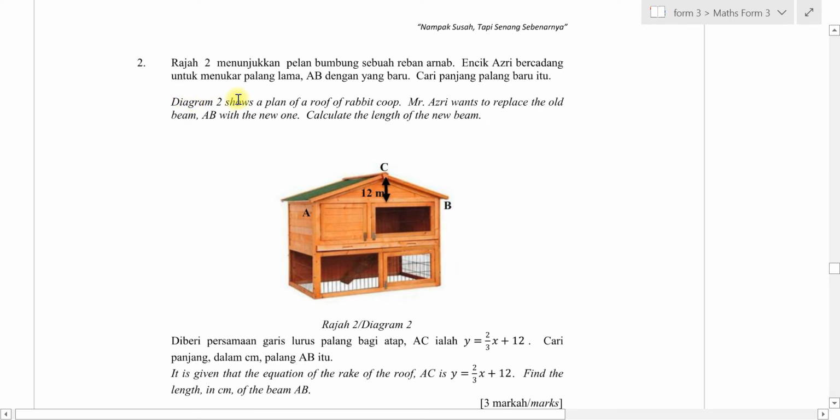Okay, diagram 2 shows a plan of a roof of a rabbit coop. Mr. Azri wants to replace the old beam, that is AB, this one is the AB, with a new one. So AB is, I think, a straight line. Calculate the length of the new beam.